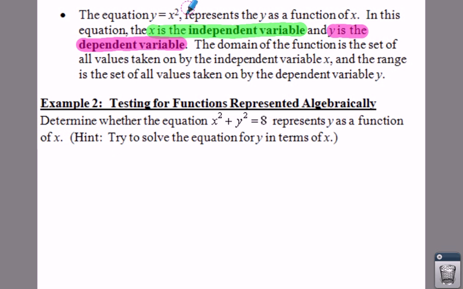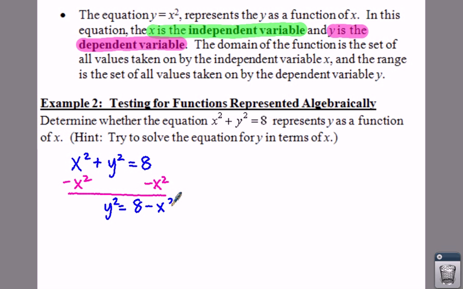Alright, so for example 2, if we want to determine whether the equation x squared plus y squared equals 8 represents y as a function of x, then we want to solve this equation in terms of x, which means we're going to solve for y. So if we start with x squared plus y squared equals 8, we subtract x squared from both sides, and then we get y squared is equal to 8 minus x squared.